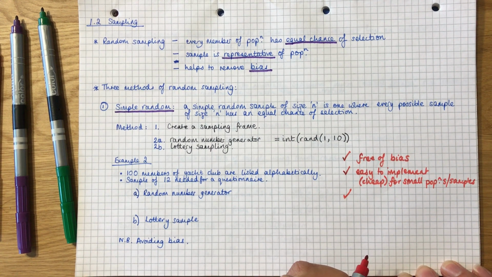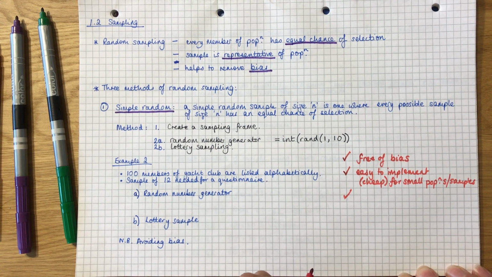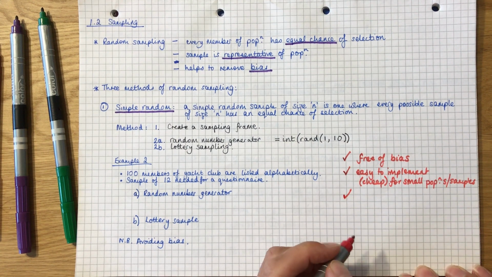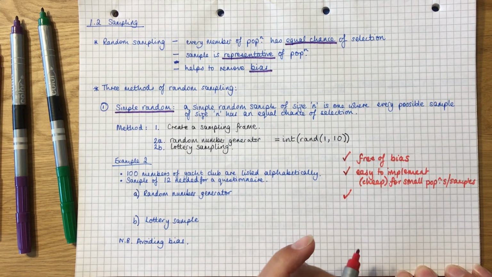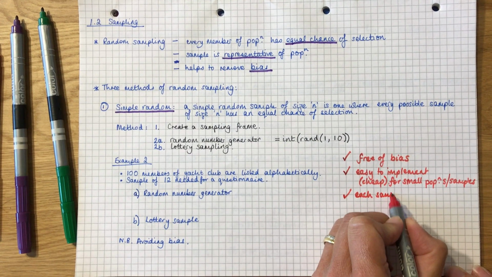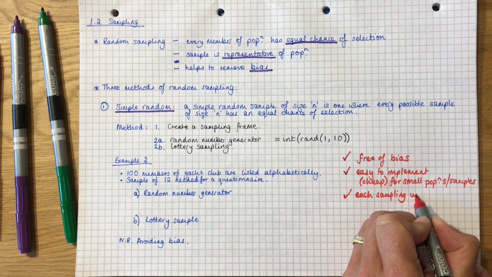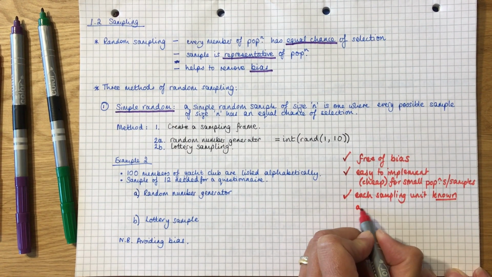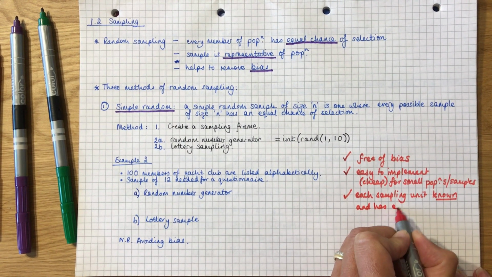Every single sampling unit is known. So remember, the sampling units are the members of the population. So you have a sampling frame, you have a list, which means you know every single one of them. So you have information about everybody. So each sampling unit is known. You've not missed anybody out, and has equal chance of selection.